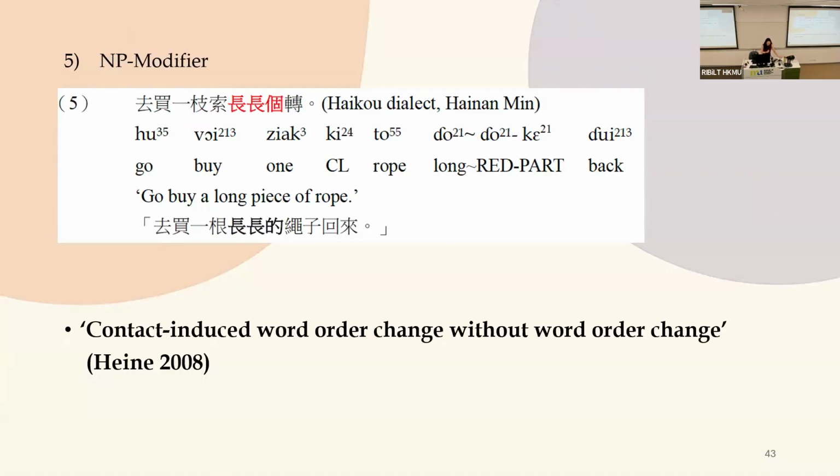Thus, it would be unlikely that these word order peculiarities in Hainan Min have nothing to do with their very close neighbors. And second, I also want to point out that all these constructions are examples of contact-induced word order change without word order change, as proposed by Professor Hainan in his 2008 paper.